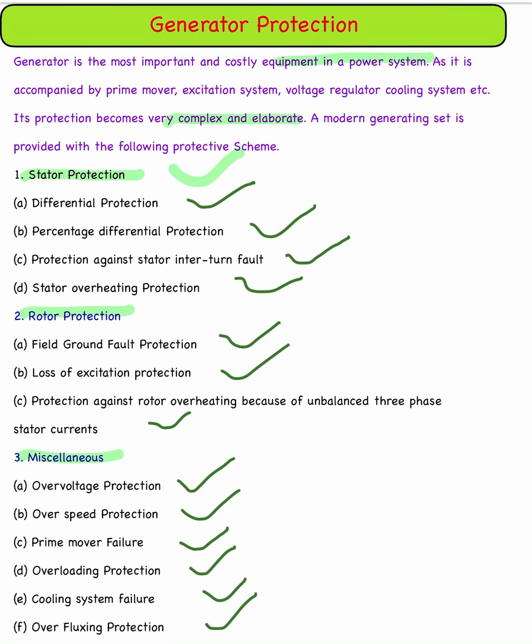So basically we have to protect the generator from various types of abnormal conditions. So basically there are three types of protection scheme used for generator protection. So I hope that you have learned about this generator protection.